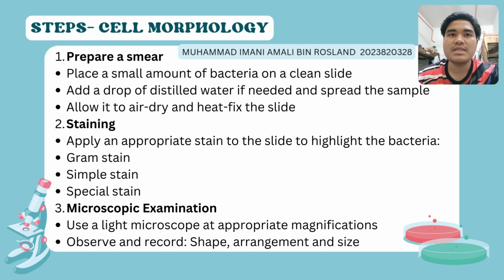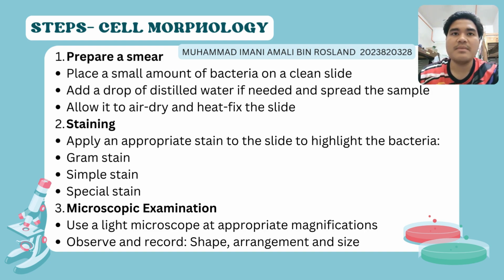Next, we need to stain the cell. First one, we need to apply a staining reagent. There are three types of stain. The first one is gram stain. It is used to differentiate bacteria into gram positive, which is purple, and gram negative, which is pink. Next is simple stain. It highlights bacteria size, shape, and arrangement without differentiation. The third one is special stains, which highlight features like capsule, spores, or flagella.